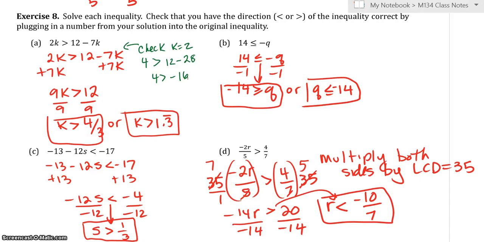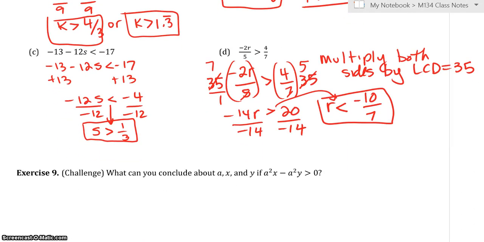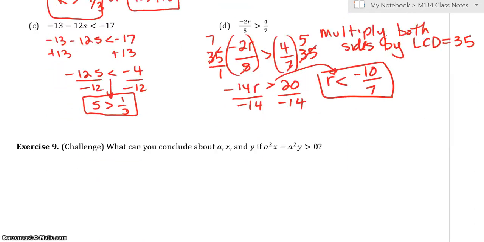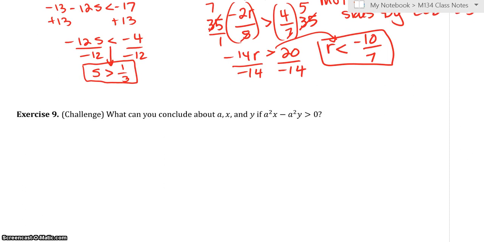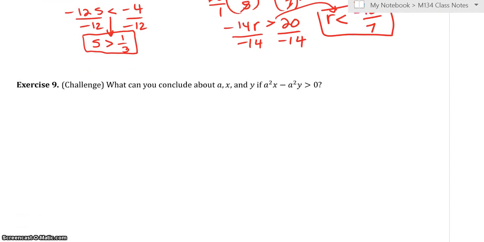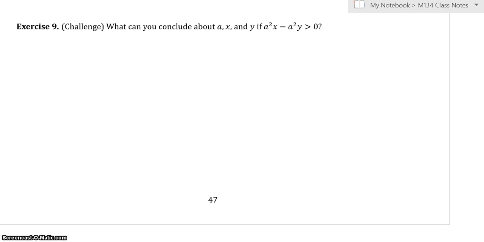Okay, last one. It's a challenge. What can you conclude about a, x, and y? I'll give you a hint. Try solving for x. Go ahead and pause. Come back when you're ready. I think the answer is, I'll just write the answer first. The answer is x is bigger than y, greater than y, and a cannot be 0.